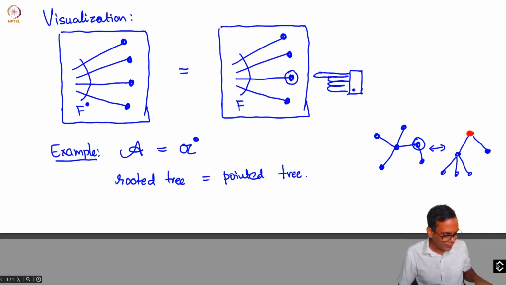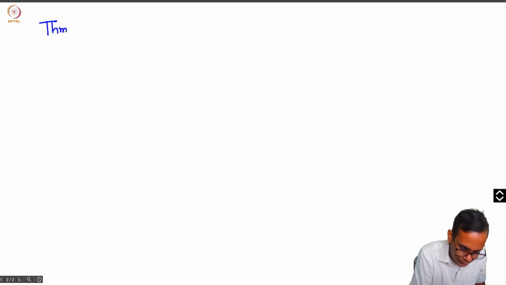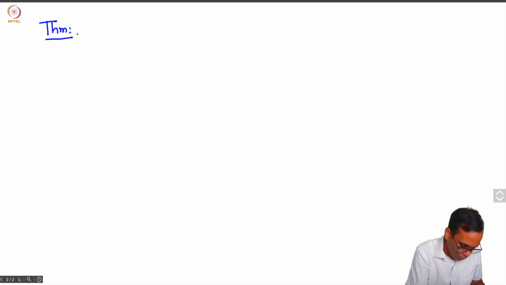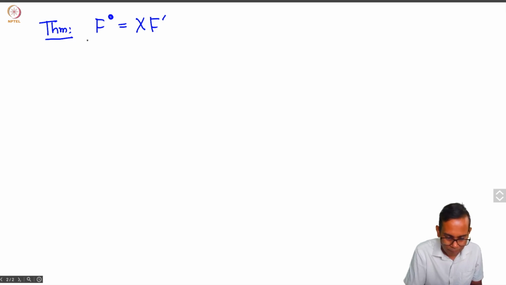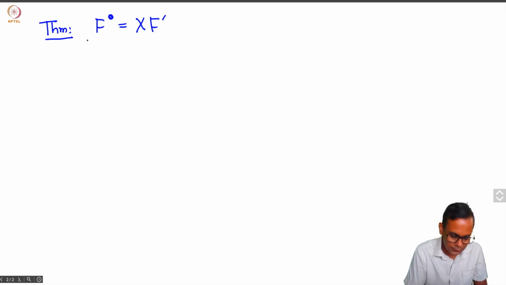So now let's look at a very simple proof of Cayley's theorem. But before that, let me tell you how to compute the various generating functions associated to the pointed species. That's achieved by a very simple theorem, and the theorem says that F dot is equal to x times F prime. So let me again give you a proof without words of this theorem by just drawing a picture.